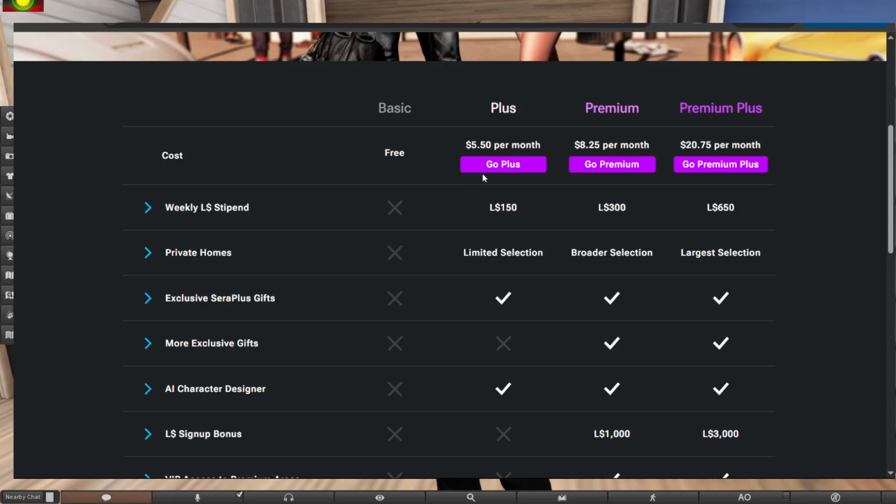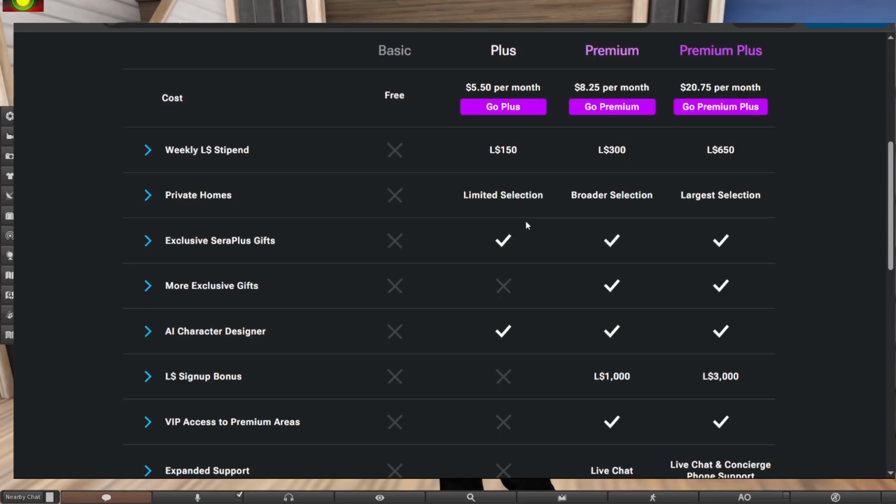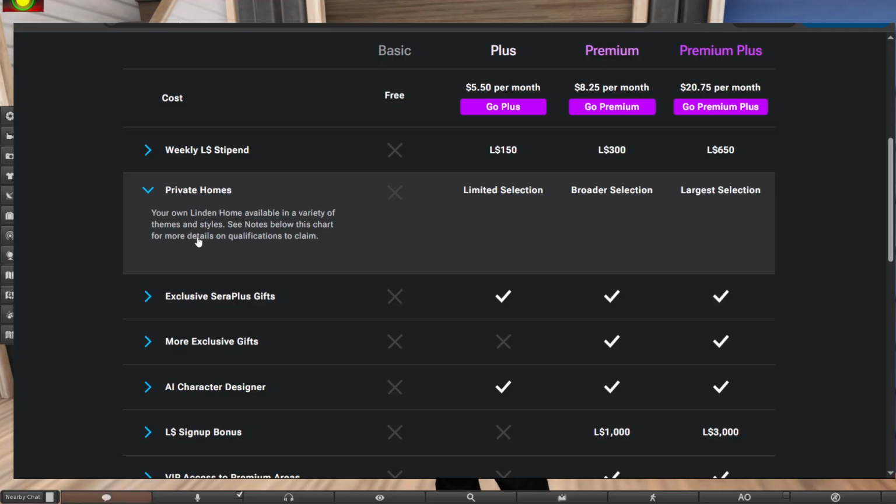All right. This one, the plus membership, which is $5.50 per month, and they also offer annual memberships where you pay yearly and they give you a discount. But let's look at the plus membership. See where it says private home? It talks about Linden homes. So if you're a plus member, you have a limited selection. If you're a premium member, there's a bigger selection. And if you're premium plus, it's the largest selection of Linden homes.